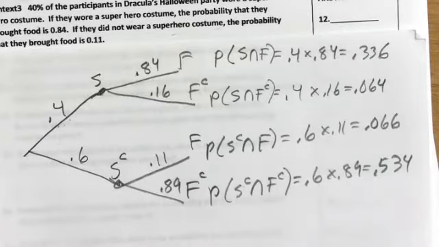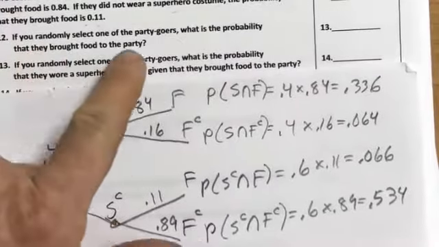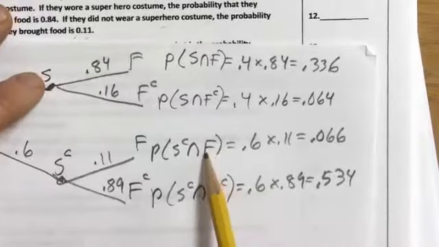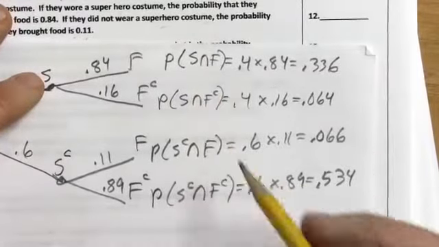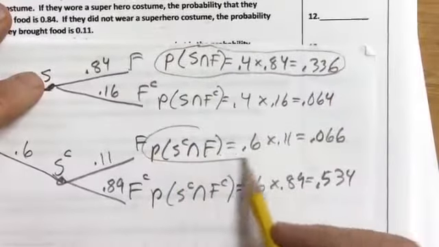All right, so now I can answer whatever questions are being asked. The first of which, if you randomly select one of the party goers, what's the probability they brought food? Well, there's two events with food on them, here and here. These ones were in the superhero costume, these ones that weren't.